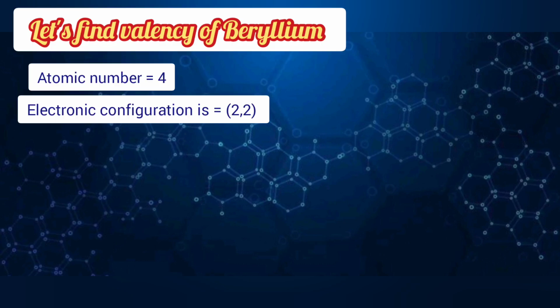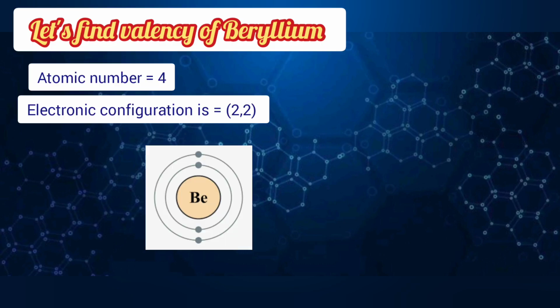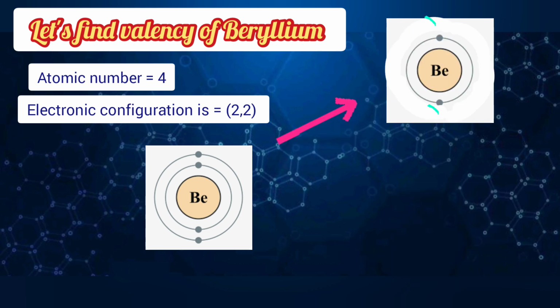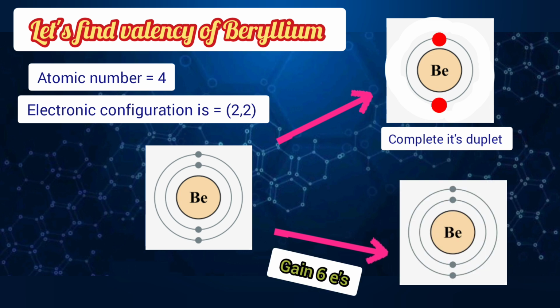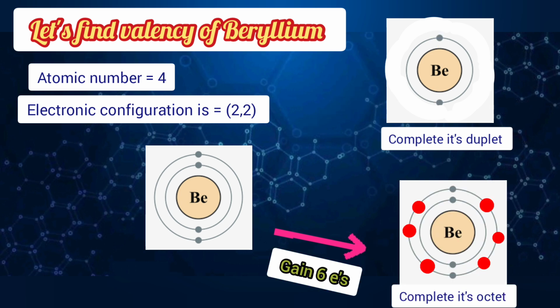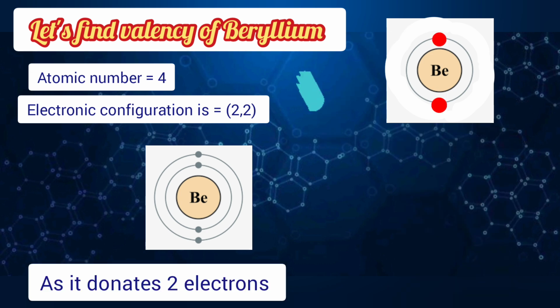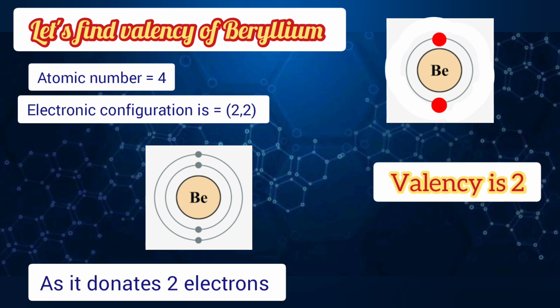Similarly, let us consider the example of beryllium. Beryllium is 2, 2. So it has 2 electrons in the outermost orbit. As beryllium has 2 electrons in the outermost orbit, it can do two things. It may lose 2 electrons to complete its duplet, or it may gain 6 electrons in order to complete its octet. Now what will it prefer? What is easy? To lose 2 electrons. As it loses 2 electrons, the valency of beryllium is 2.